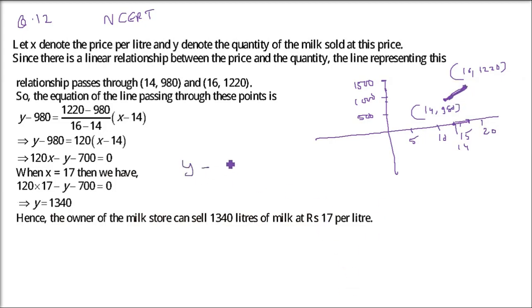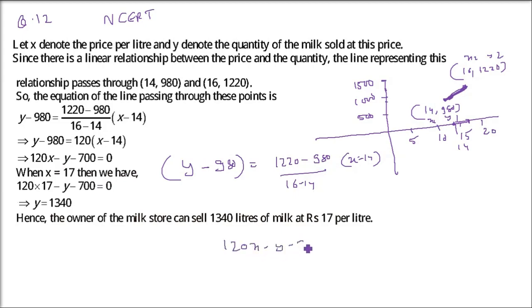So we'll make a line: y minus y1. Let me take this as x1, y1 and this as x2, y2. So y minus 980 equals x minus 14, that is x minus x1, multiplied by y2 minus y1, 1220 minus 980, divided by x2 minus x1, 16 minus 14. I hope you'll be able to do it. The equation will be 120x minus y minus 700.